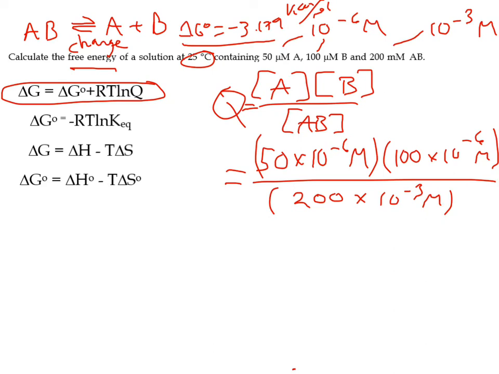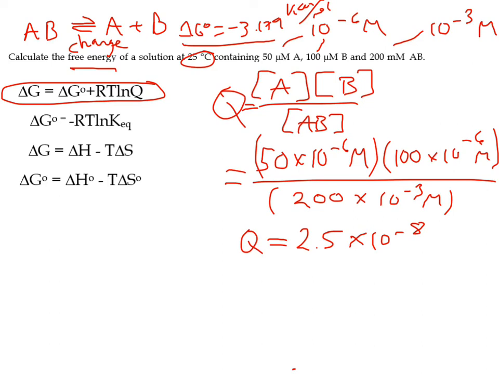So what do we get when we solve this? 50 times 10 to the negative 6th times 100 times 10 to the negative 6th divided by 200 times 10 to the negative 3rd. 5 times 10 to the negative 9th on the top, divided by 200 times 10 to the negative 3rd. I get Q is equal to 2.5 times 10 to the negative 8th.